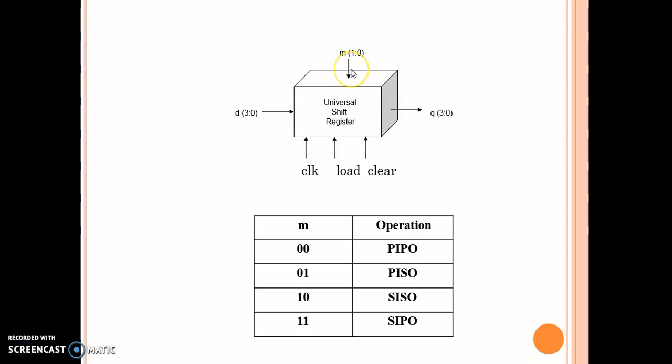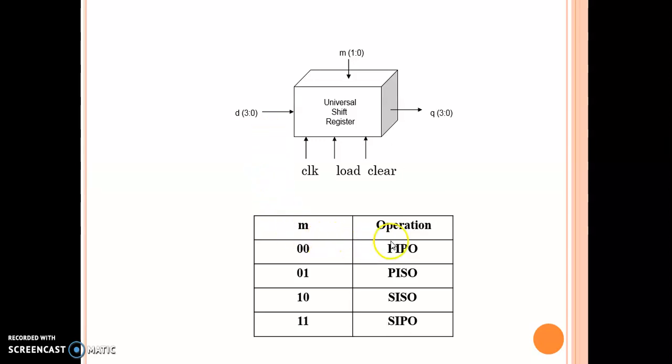For example, if the value of mode is 00, the universal shift register operates in parallel in, parallel out mode and loads the data at input from D3 to D0 parallelly in a single clock cycle. If the value of mode is 10, the universal shift register operates in serial in mode and loads the data serially through D0.